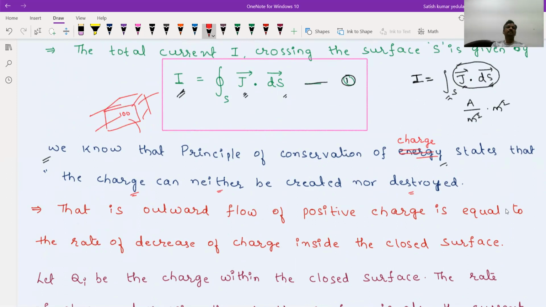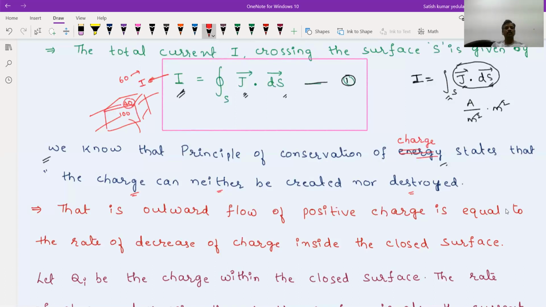After a certain time, let's say 60 charges have come out, and because of those 60 charges I have calculated the current coming out of the closed surface. Now how many charges will be present in it? There will be 40 charges.